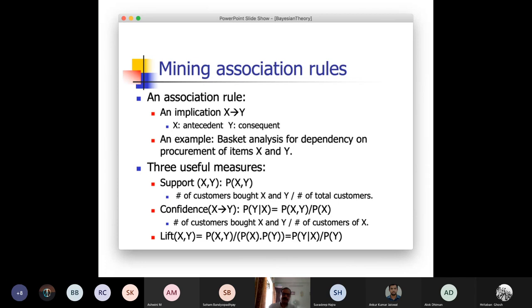The third measure is called lift of x and y. Now you see that I have just given it in the abstract form, that it's a ratio of two quantities. In the numerator is the joint probability of x and y, and in the denominator you have the product of the probability of x and the probability of y. Or you can also apply the Bayes theorem, and you can express it in this form: probability of y given x divided by probability of y, as if the confidence per occurrences of y.